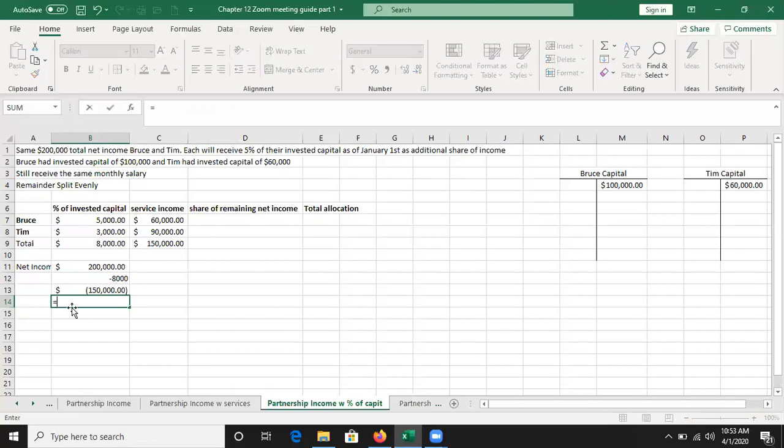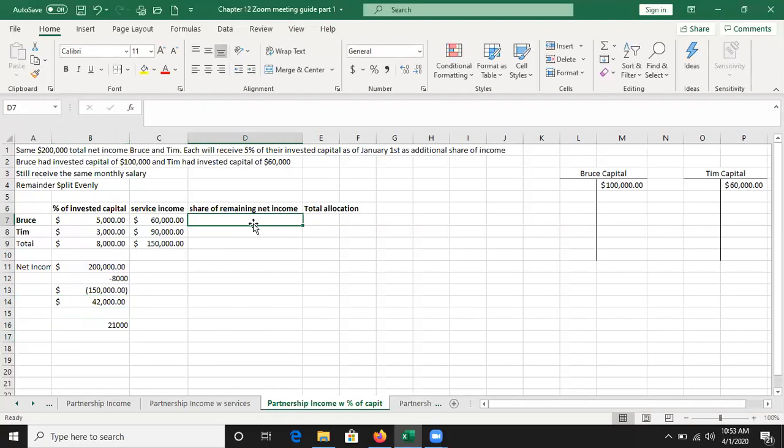So we're left with 200,000 minus the 8,000 minus the 150,000, or $42,000. So this is the remaining net income. And the problem says they're going to split it evenly. Again, it could say they're going to split it 30-70, 60-40, whatever they want to do. But they say it's going to split evenly. So then 42,000 divided by 2 is going to be 21,000 each that they're going to get.